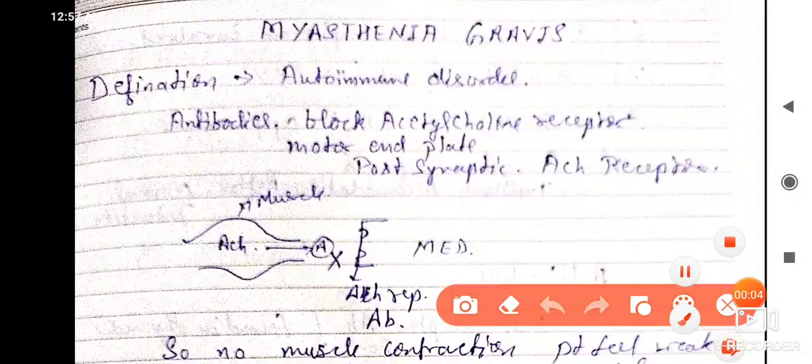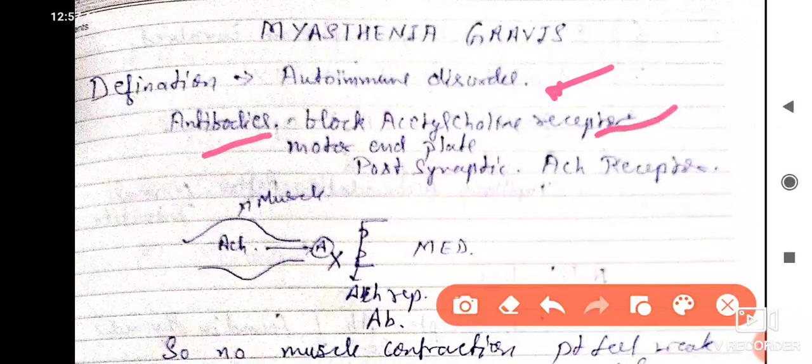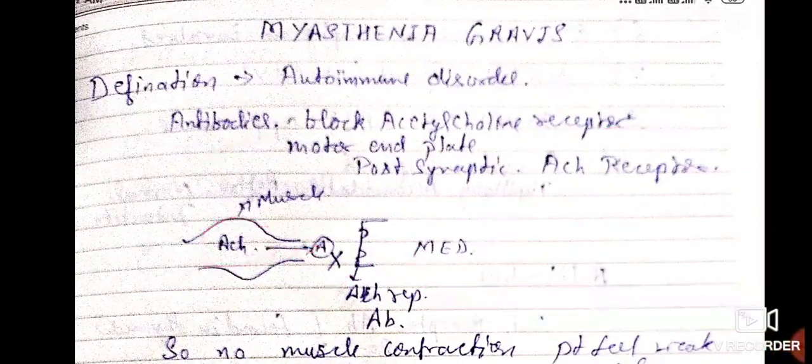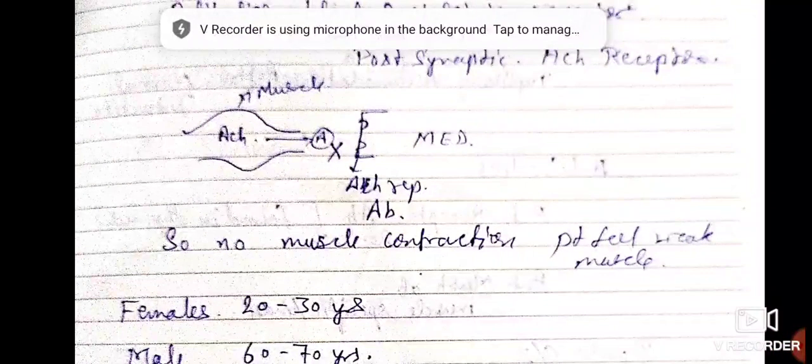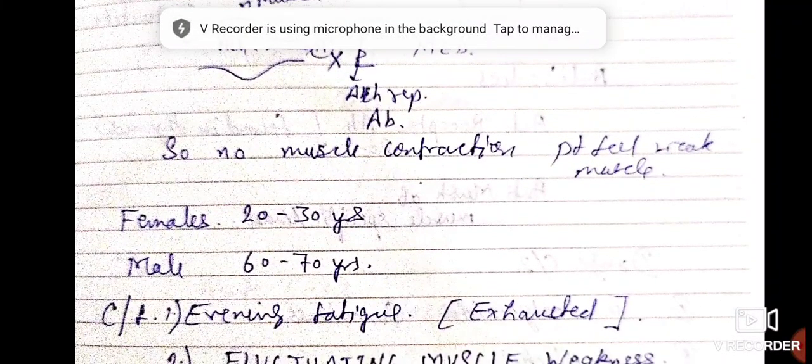Today we are going to discuss myasthenia gravis. Definition: it is an autoimmune disorder. Here, antibodies block acetylcholine receptors, the postsynaptic acetylcholine receptors at the motor end plate. When the muscle secretes acetylcholine, it is released and acts on the MEP, that is the motor end plate. But here the antibody is present, so the acetylcholine is blocked. So no muscle contraction occurs and the patient feels weakness.